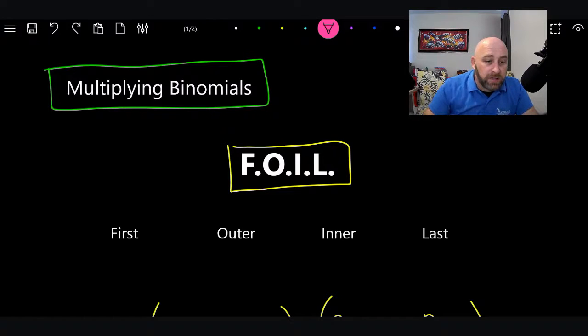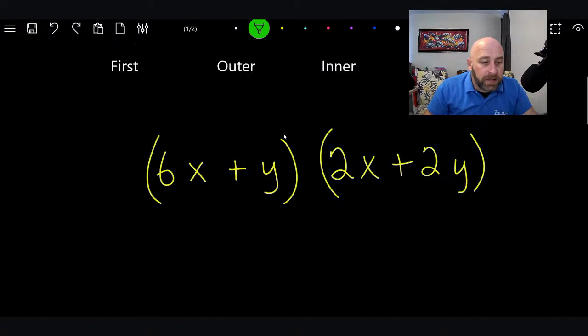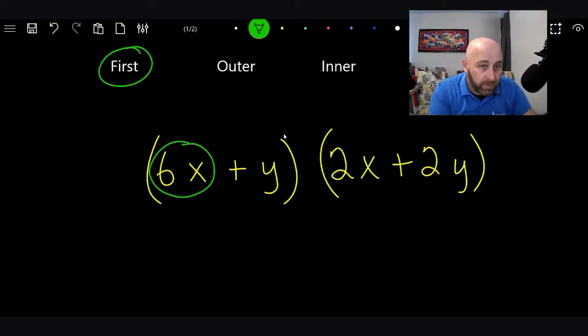All right, so let's go down here to our first example. Our first example is, and I'll leave those words up there, first, outer, inner, last. Our first example is 6x plus y times 2x plus 2y. Now what we want to do is start with the word first, and I'm going to do first in green. We're going to take the first one from the first binomial times the first one from this binomial. So it's first times first. So that's why we use the word first.